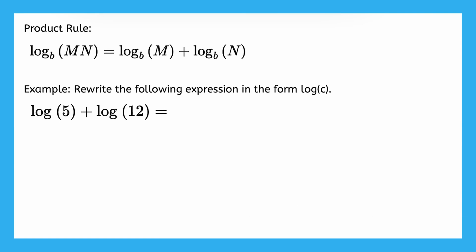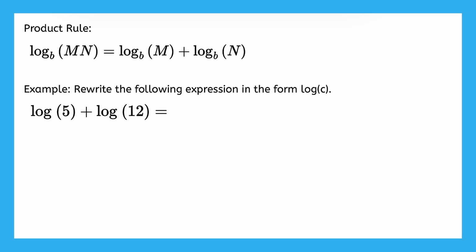So let's start with the product rule. It states that if we have log base something of the product of two numbers, we can actually separate that into two separate logs with that same base. So again, you can see that we have b, b, and b, right? The base does not change, but instead of having m times n, we can now have the first log with m and the second log with n, all right? So let's do an example of this.